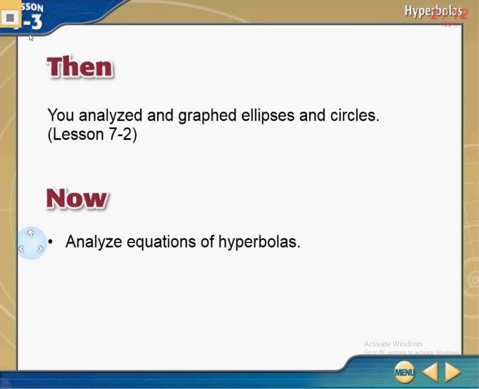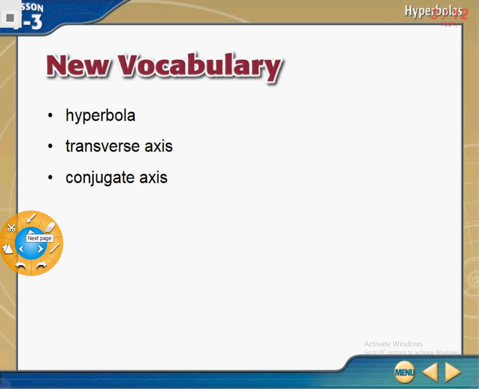In term 2, we took lesson 7.2, where we analyzed and graphed ellipses and circles. In 7.1, we analyzed and graphed the parabolas. Now, we will take 7.3 about hyperbolas. We will analyze equations of hyperbolas. The new vocabulary we have in this lesson: hyperbola, transverse axis, conjugate axis.